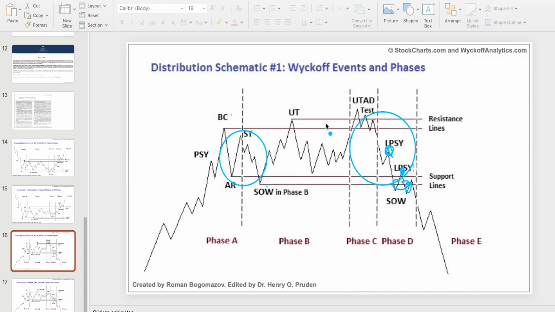But there are some things when it comes to the volume signature of distribution and accumulation. You want to see an increase in supply on the sign of weakness, an increase in supply around the area of UTAD, and then as the market declines, there's going to be a decrease in supply and demand because it's going to go down with ease of movement, because there's really nobody buying or selling except adding to position. There's no massive selling and buying happening. Just like I said with accumulation, there are different structures to distribution.